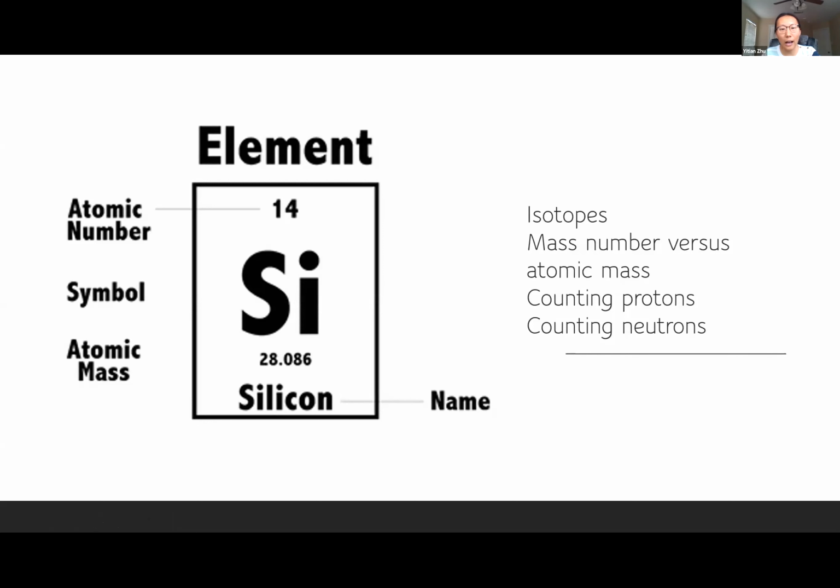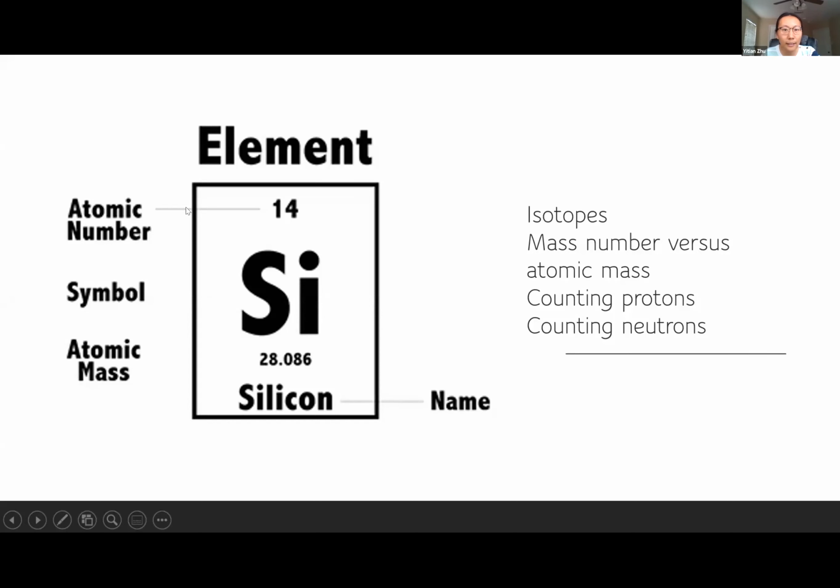So say you have silicon with 14 protons and 14 neutrons, that'll give you a mass of 28. But what if there is another isotope with 14 protons but 15 neutrons? Then that would give you 29. But once you average them together, also considering what percentage of all silicon in the world contains 14 neutrons versus how many contain 15, then you get this weighted average, which is the atomic mass.